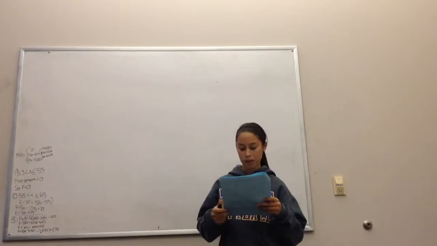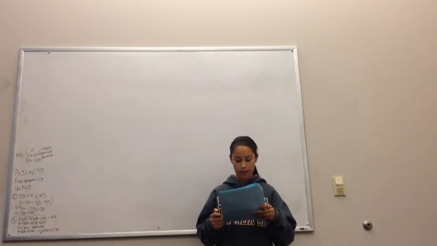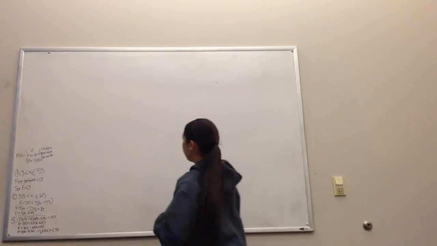For an area where the posted speed limit is 55 miles per hour, express the fine amount F as a function of a driver's speed x over the interval 0 ≤ x ≤ 75.